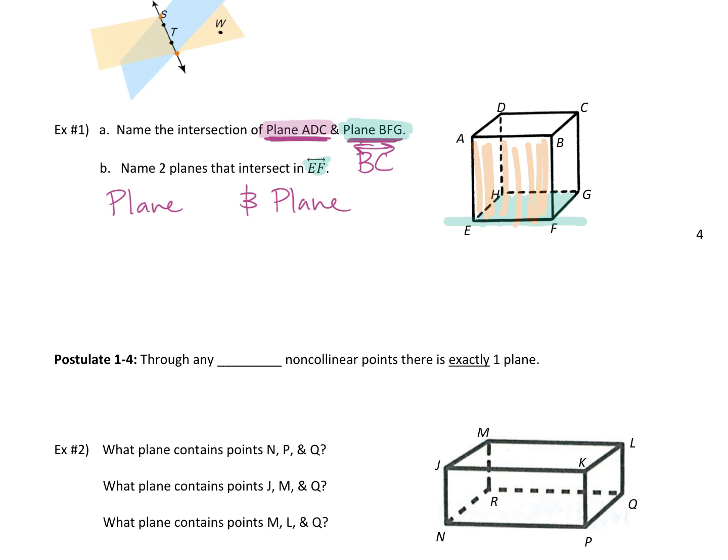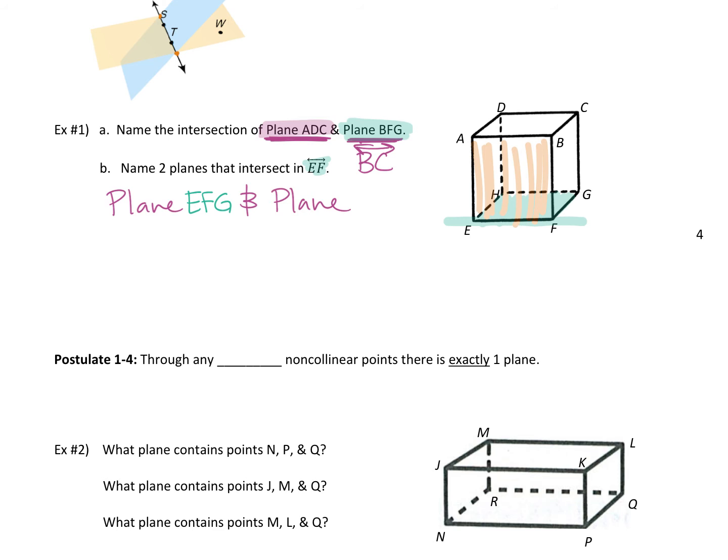Bottom plane, how many letters do you have to name a plane? 3. Can you use more? Mm-hmm. So if you like to do all 4 corners, because that just makes you feel like, yep, I got it, that's fine. You can do E, F, G, H, okay? If you want just 3, you can do 3, and it can be any 3 in any order, okay?